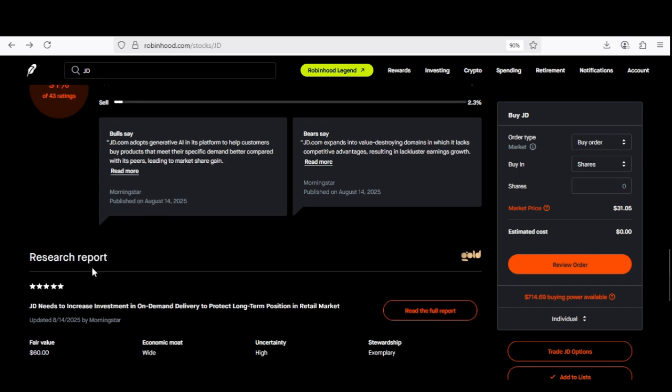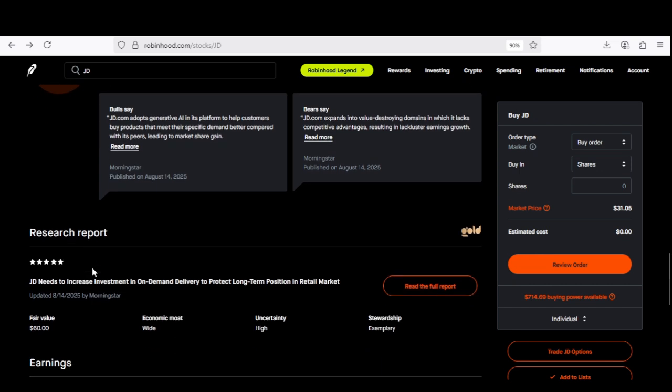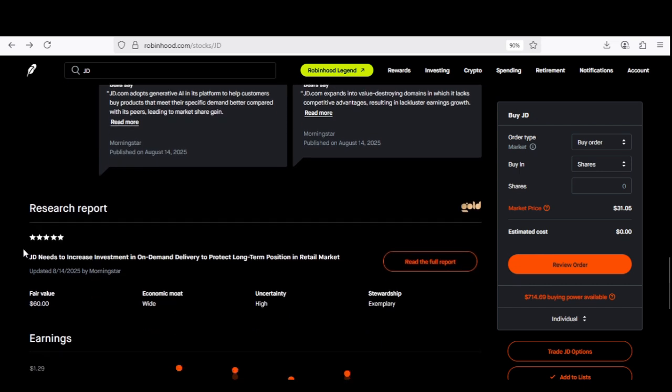Now, moving further down, this is something I want to show you that you probably have not seen in a long time. This stock has a 5-star rating. You hardly ever see that, even with the American stocks. Even with Nvidia, Palantir, all the big guys, none of them have a 5-star rating. So I find that super impressive.